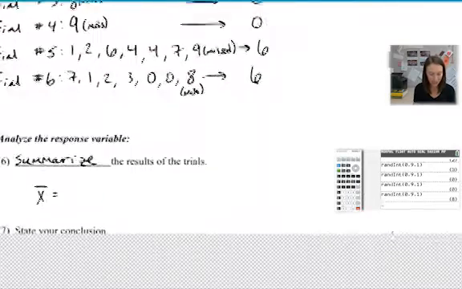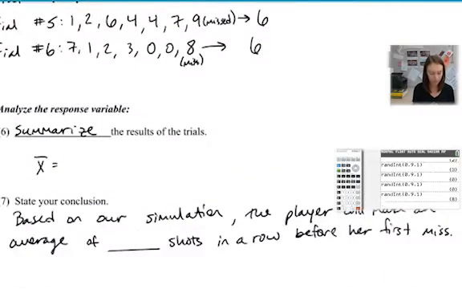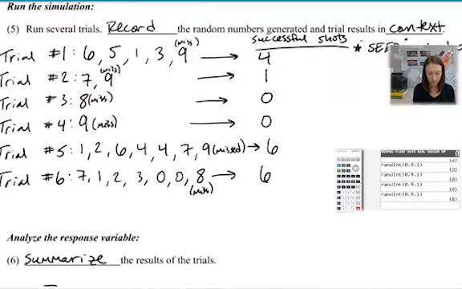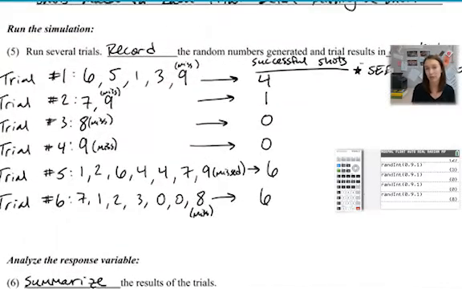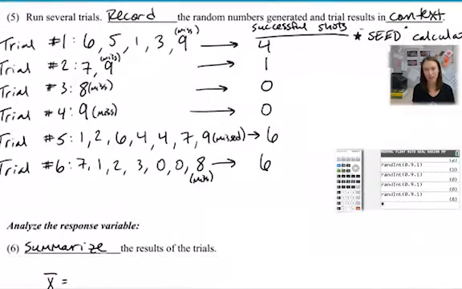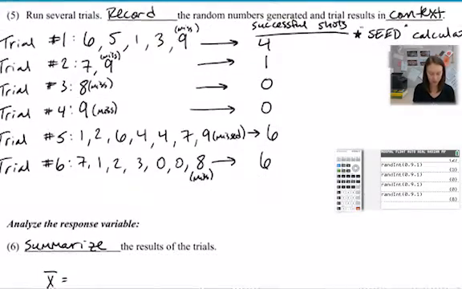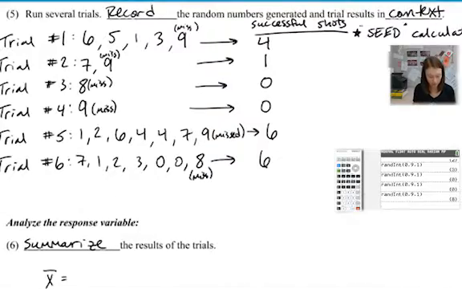Now, we're going to analyze our results. So first, I want to summarize the results of the trial. Now I'm going to find the average of all of these numbers of successful shots. Based on the context of this problem, an average makes sense. Sometimes an average won't make sense, so you'll need to think about the context and whether or not that makes any sense, or whether you just talk about the results.